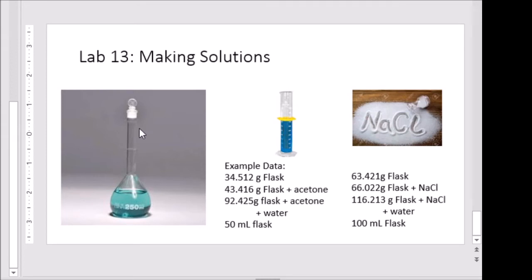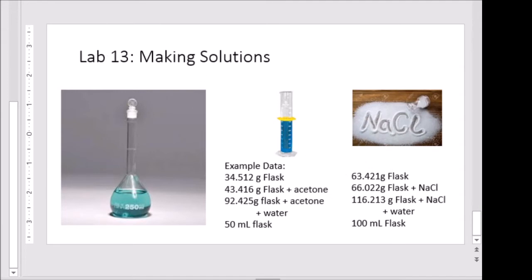So two different parts to this. Part A, we'll be using acetone. So we measure it out about 10 milliliters in a graduated cylinder, and then we pour it in. What's important is how much we actually get in, not how much we start with. And I've got some example data that I'll be working through some of these problems with. And then the second part, B, the solute will be sodium chloride, and both of these will be using water. And so I've got some example data there.